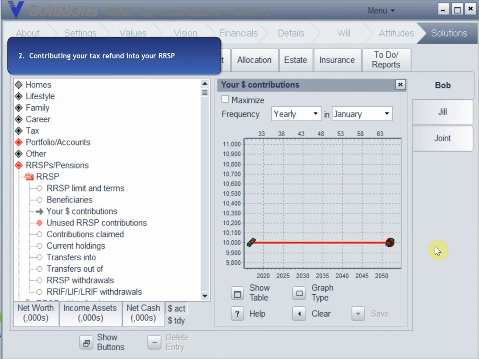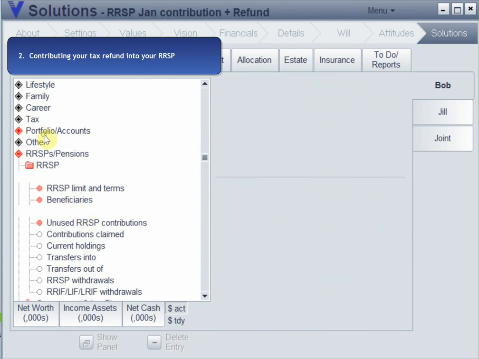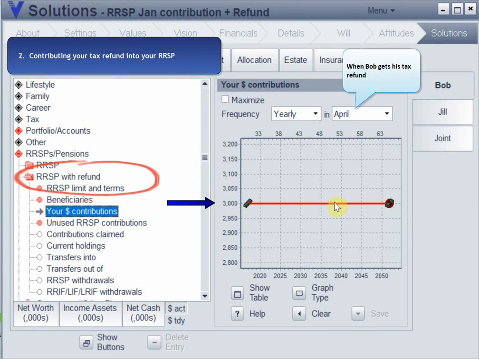Now, when Bob makes that $10,000 contribution, he's going to get a tax refund. And the refund is going to be about $3,000. So I've set up another RRSP account, and we're going to put $3,000 a year into that account also. So let's take a look at the comparison.